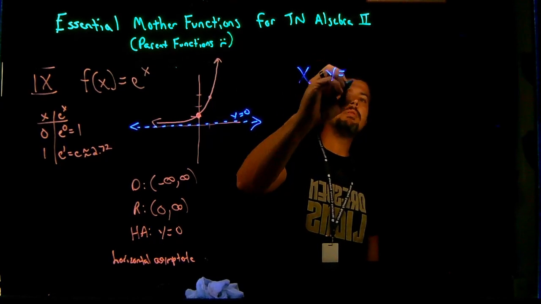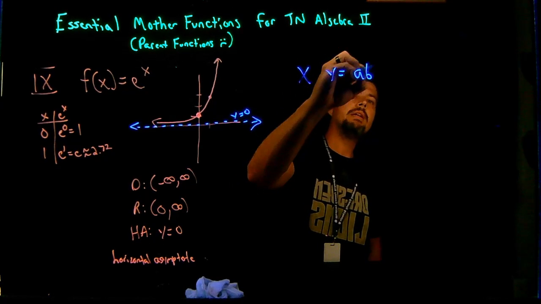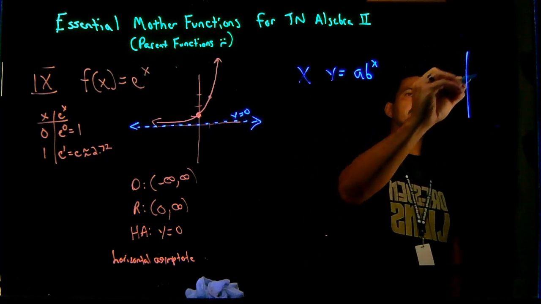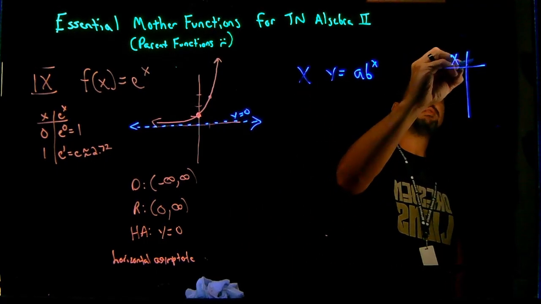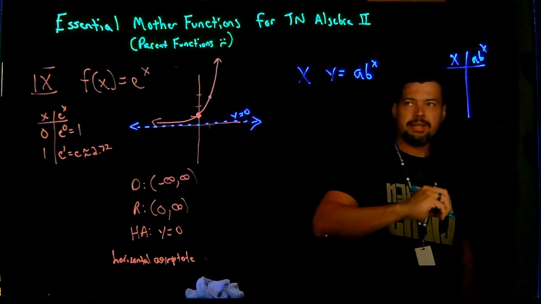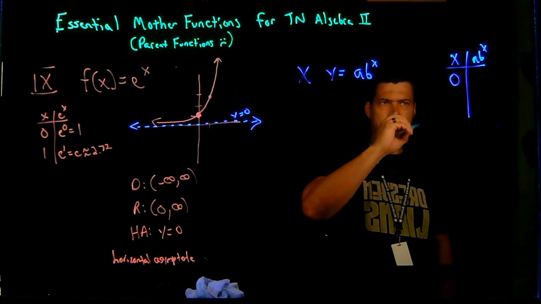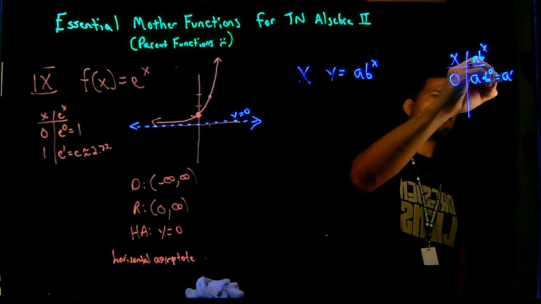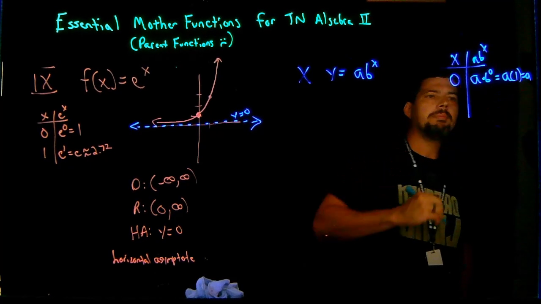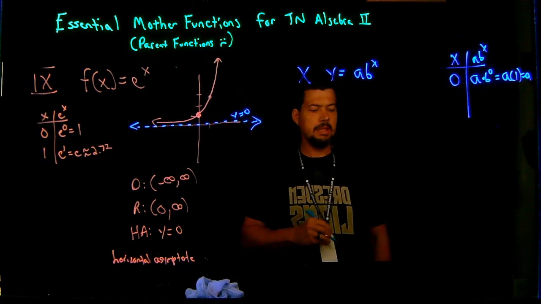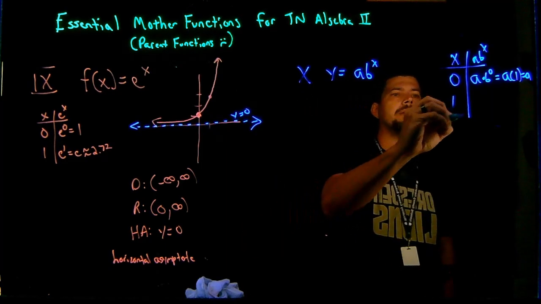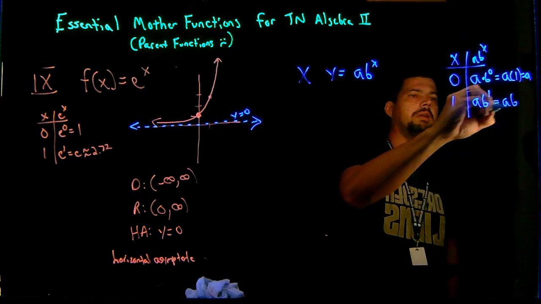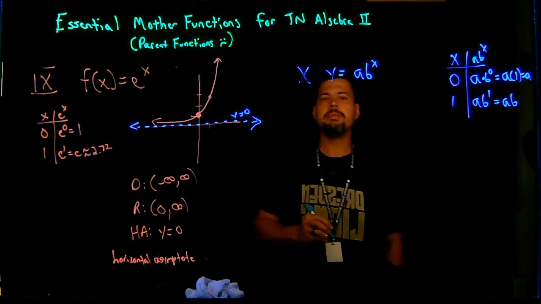y equals a b to the x. Tables, good old boring tables. That's where it's at. Let's let x be 0. This would give us a times b to the 0, and anything to the 0th power is a 1, so we just get a back. Let's let x be 1. This would be a b to the 1st. So it's just ab. Interesting, huh?